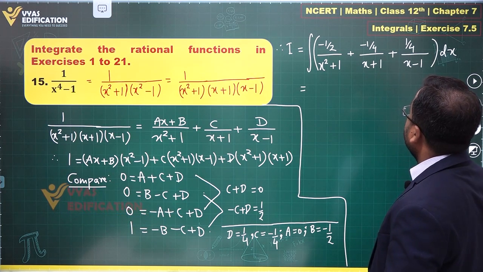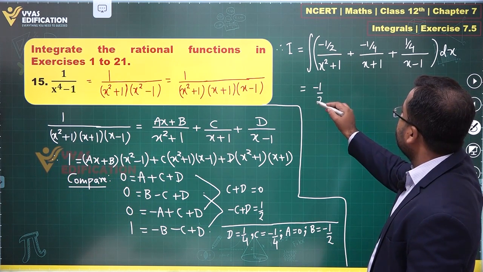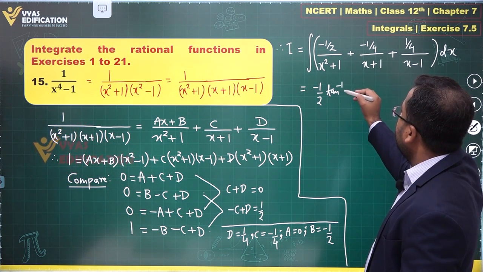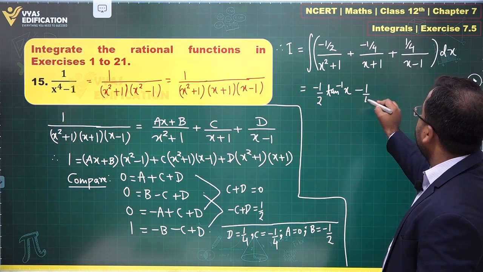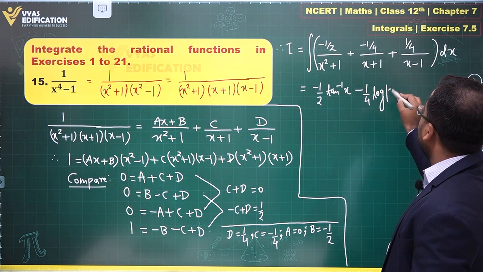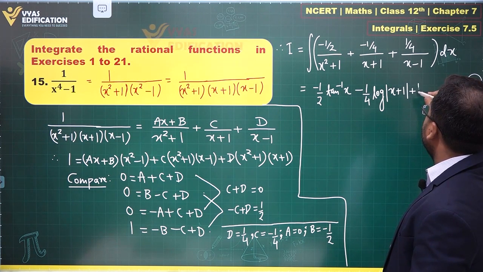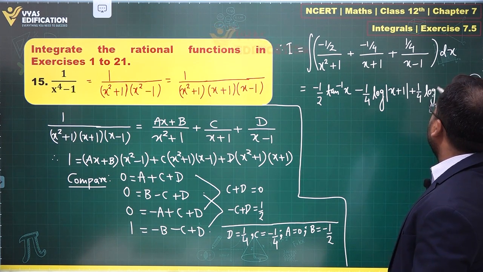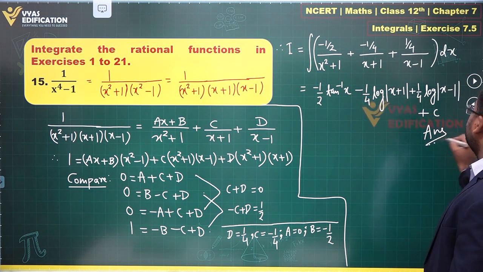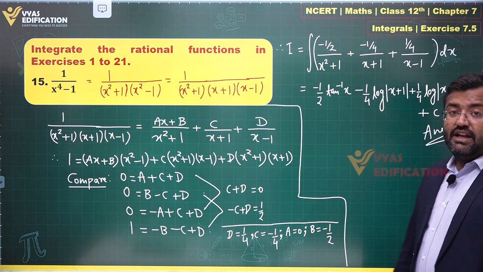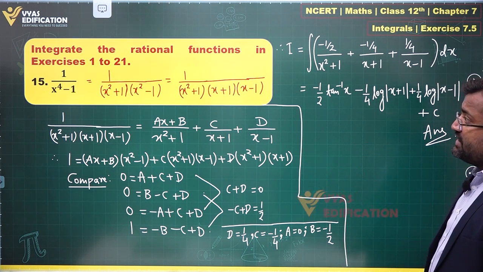Once we have this particular thing clearly mentioned, then this integral is not difficult to find. 1 upon x square plus 1 will have integral as tan inverse x, minus 1 by 4 log modulus x plus 1, plus 1 by 4 log modulus x minus 1, plus the constant term, and yes, that's what you get, right? That's the final answer for this particular question, as you can see over here.